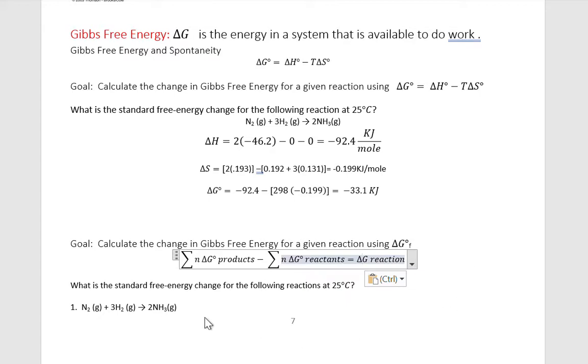All right. So we'll calculate the delta G once using the values we have of our delta H's and the delta S's, and then we'll turn around and also just use the chart to do it. So let's go back up here.